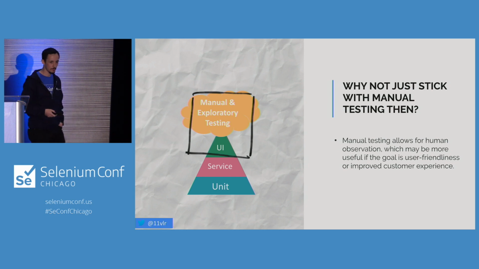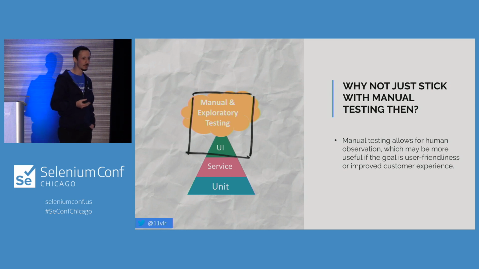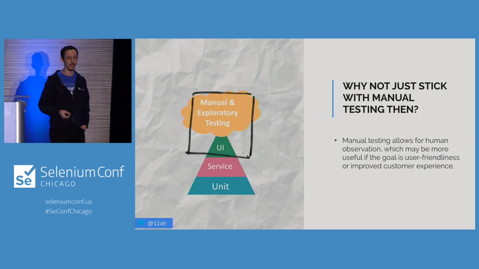So why not just stick with manual testing? Because what manual testing gives us that we don't get with end-to-end UI tests is human observation. We can see when things don't look right.